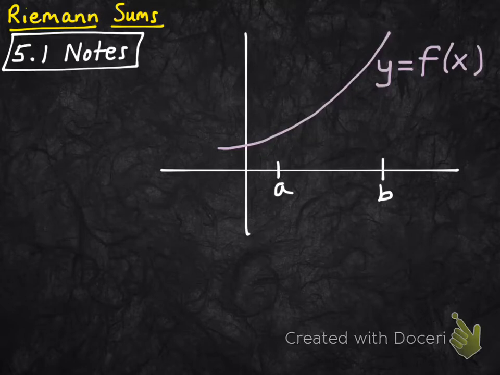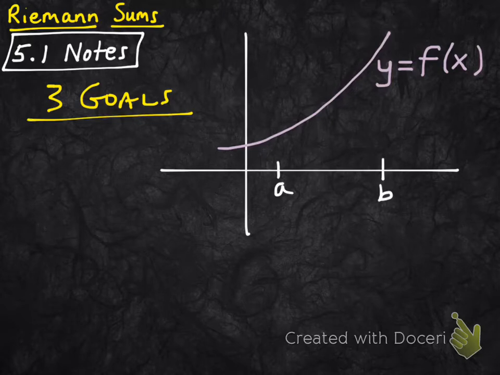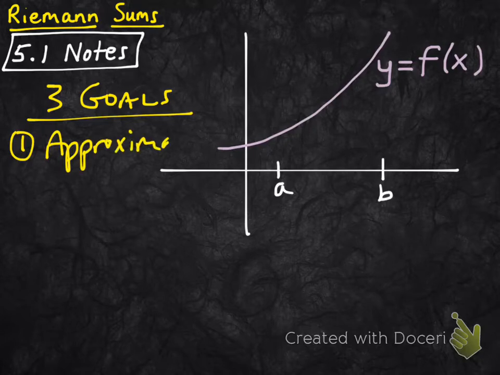So we're going to keep that in mind, and we're going to focus today on 3 goals. And the 3 goals are, number 1, would be to approximate the area. And when I say the area, I mean the area between the curve and the horizontal axis.